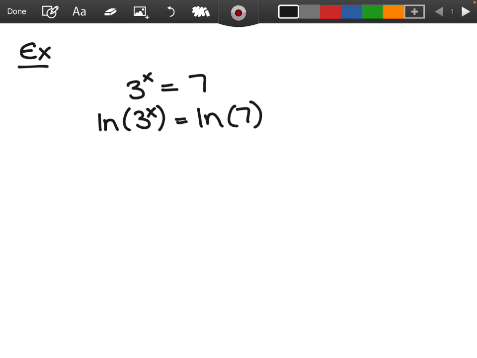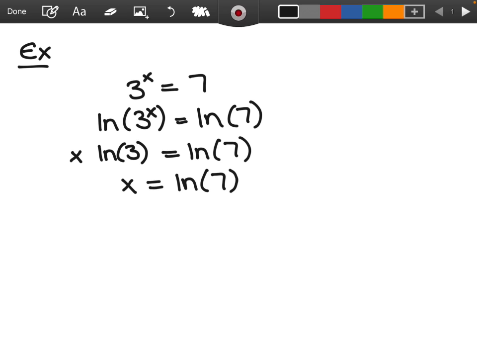then I can use that exponent to constant rule. So that means that the x will come down in front and leave me with this. And then the natural log of 3, that's just a constant. So I can divide both sides by the natural log of 3, leaving me with this.